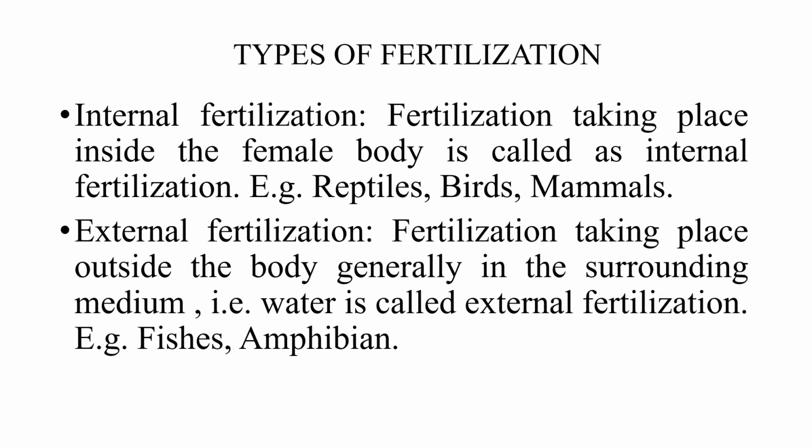Types of fertilization. There are two types mostly, internal fertilization and external. Internal, the term itself shows it takes place inside the female body. Example, reptiles, birds, mammals. You might have seen a baby born from a lady. Then birds lay eggs, that is a fertilized egg. External fertilization. The fertilization takes place outside the body, generally in the surrounding media, mostly in water. Example, fishes, amphibians.